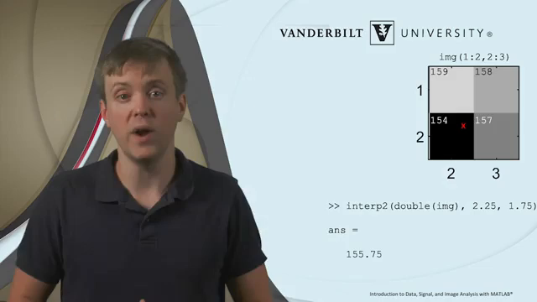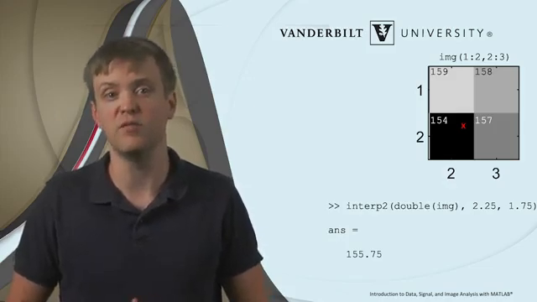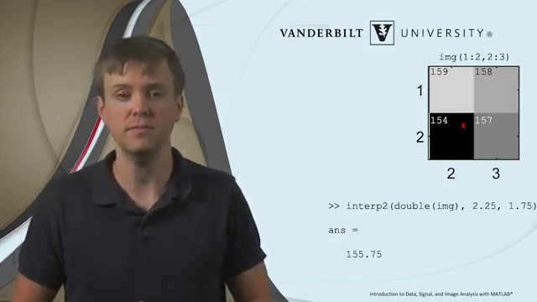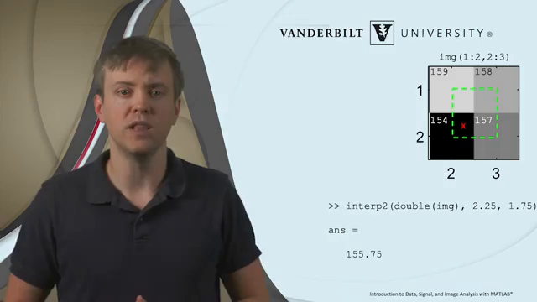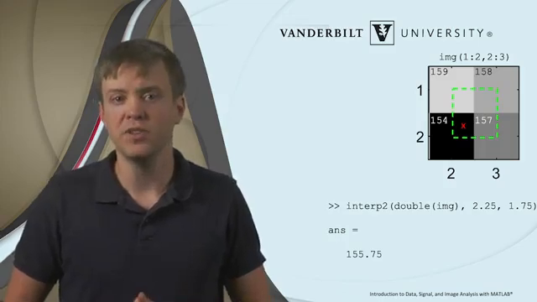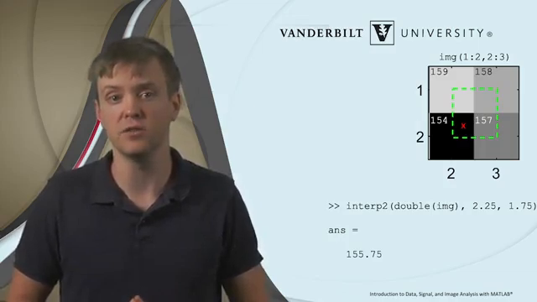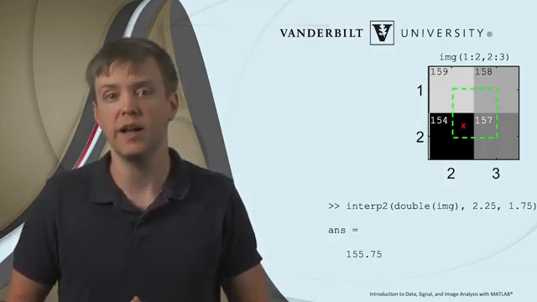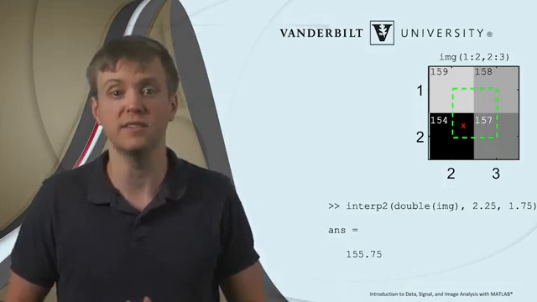The result of the weighted average is a linearly interpolated grayscale intensity of 155.75. With linear interpolation, any coordinate that falls within the green box with corners defined by the centers of these 4 pixels will be determined by a weighted average of these 4 pixels, where the weight is determined by the proximity of the coordinate to the center of each pixel.